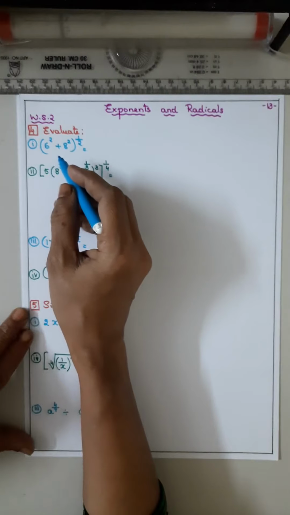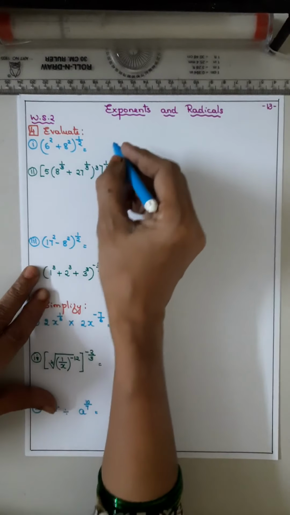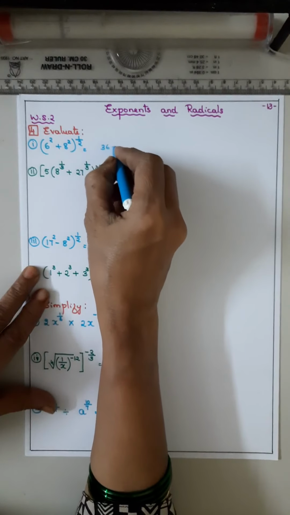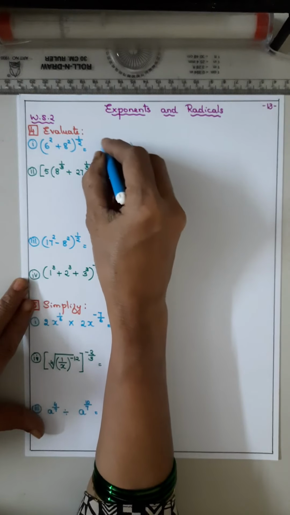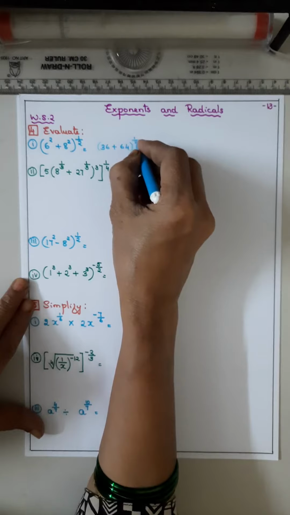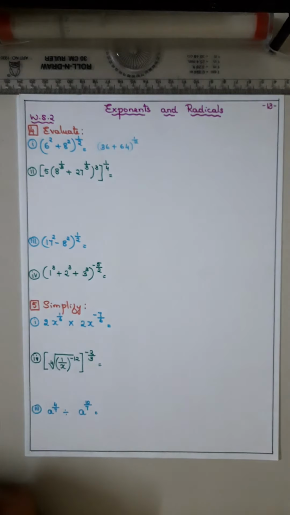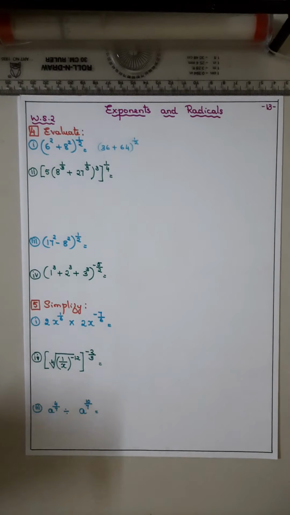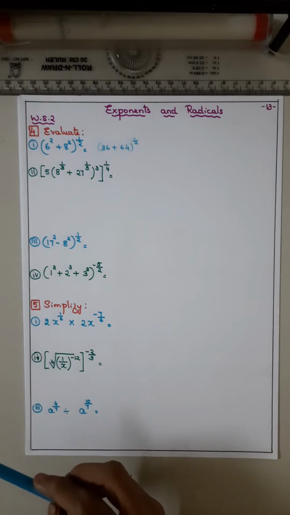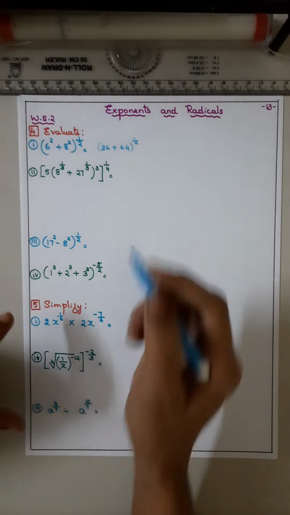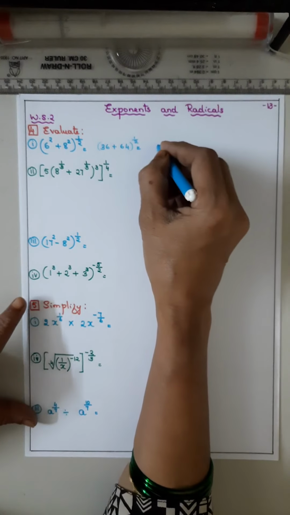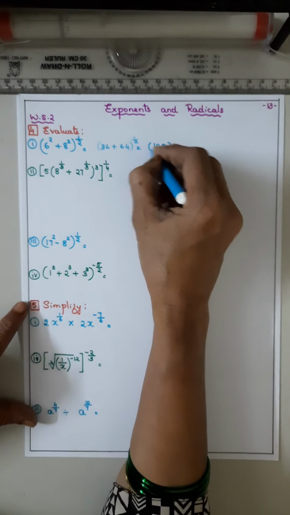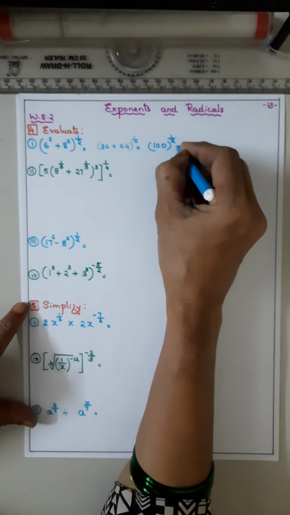So 6 squared is equal to how much? It is 36, plus 8 squared is 64, the whole power 1 by 2. So it is 36 plus 64. What is the answer? 6 plus 4, 10. 1 plus 6, 7. 7 plus 3, 10. The whole power 1 by 2.